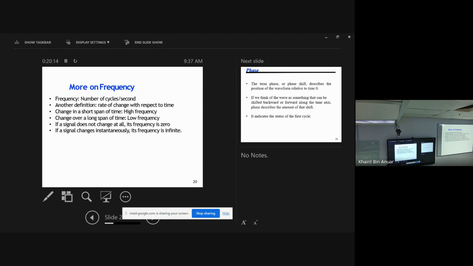Compared to that, if you have one signal or one pattern in 1 second, it means that you have a very low frequency. Then if the signal doesn't change at all, it means that you have zero frequency. Or if you have an instantaneous signal change, then we can say that the frequency is infinite.